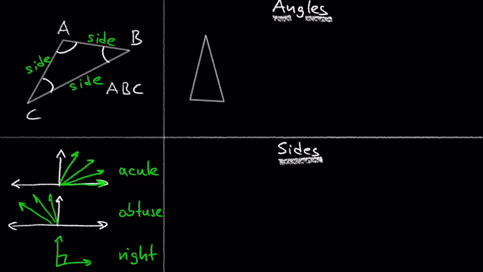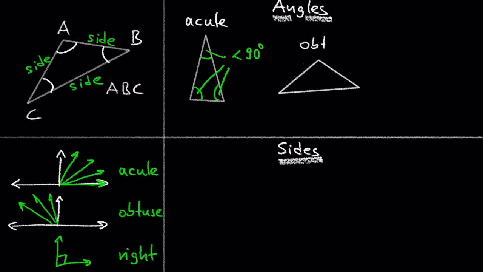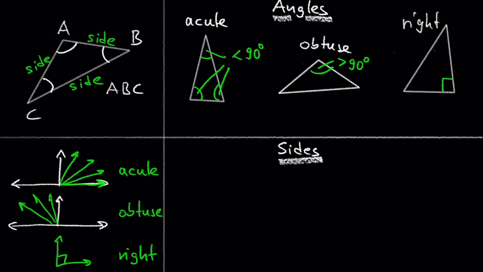We call this an acute triangle because all angles measure less than 90 degrees. We call this an obtuse triangle because one angle is greater than 90 degrees. And we call this a right triangle because one angle measures 90 degrees.